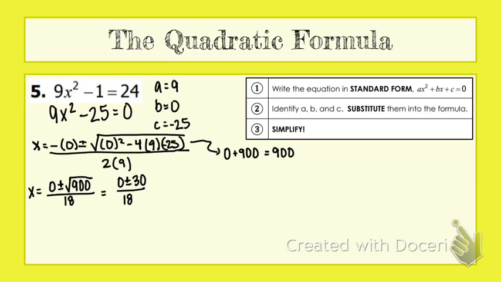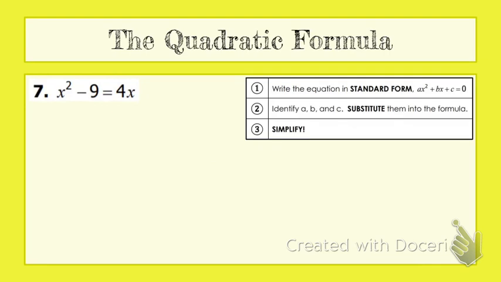And the 0 is not going to change anything. So this is really just plus or minus 30 over 18. So we are going to get positive 30 over 18 and negative 30 over 18. This is going to give you 5/3 and negative 5/3. So our solution is x equals positive and negative 5/3. Plus or minus 5/3 is how you say that.